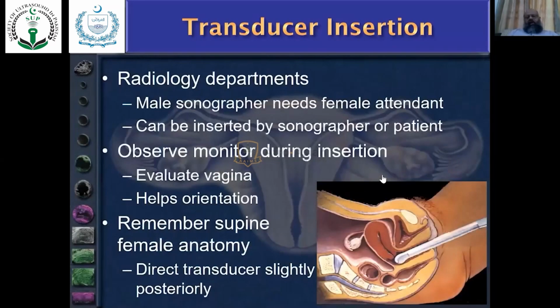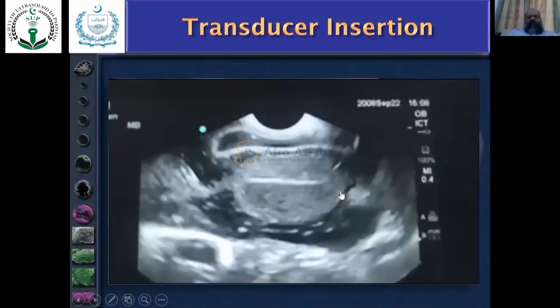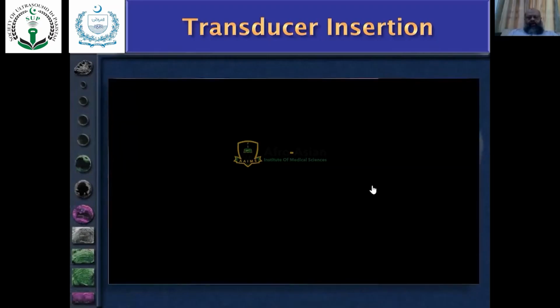So the transducer head is upward, and then the first step will be to move it towards the right side of the patient. So the head end will be on this side to get the coronal section. By putting in this direction, first I will see the posterior fornix by moving this shaft upward. Then I will move it downward to see the uterus in sagittal view, in the longitudinal view, and then I will move the transducer in this direction to see the coronal view, so that I can have the right and left concept.